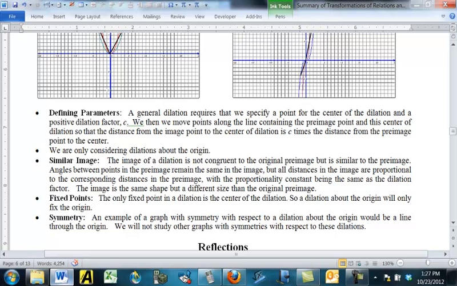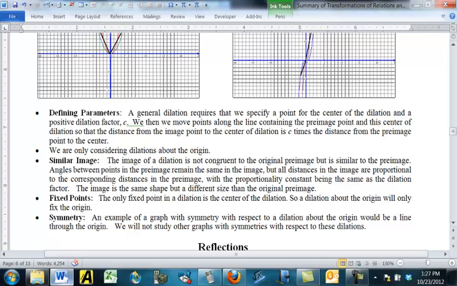Okay? So essentially this is what happens when you go to a photocopier and you say enlarge or shrink it in a photocopy. It's doing a dilation. But it turns out that the lengths are proportional.